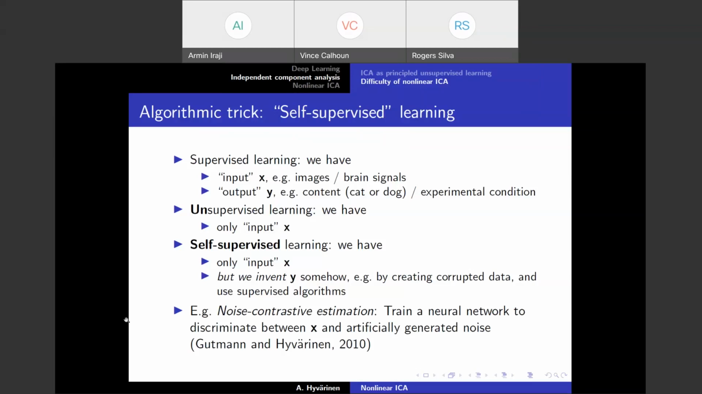For example, one simple way of doing self-supervised learning is something we proposed in 2010: you take your real data X, and then you artificially generate some kind of noise, like Gaussian noise. Then you train a neural network to discriminate between the real data and the artificially generated noise. In order to do this properly, presumably, the neural network has to learn something about the structure of the data X. And we actually have theory showing that it will estimate a certain kind of parametric model, a density approximation, and so on.